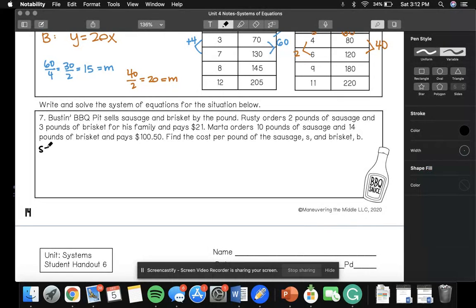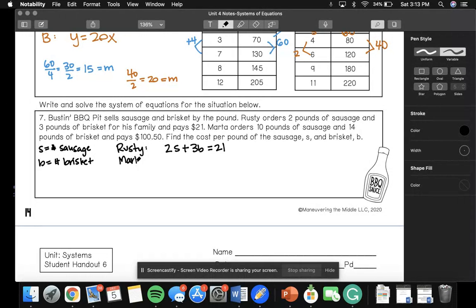So S represents the number of pounds of sausage, and B represents the number of pounds of brisket. Rusty is going to be an entirely different condition, a constraint, compared to Marta. So we're going to write Rusty first. Rusty ordered 2 pounds of sausage and 3 pounds of brisket for a total of $21. This is in standard form because we have 2 different things that change as we change the combination of them. Then we have Marta.